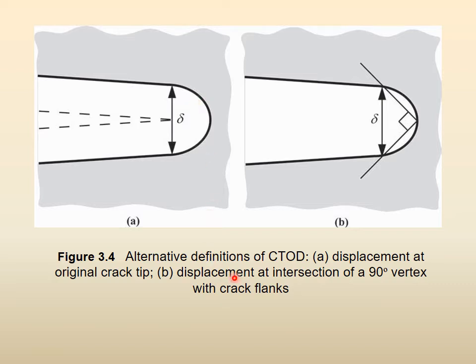So alternative definitions of CTOD: in A, displacement at the original crack tip; in B, displacement at the intersection of a 90-degree vertex with the crack flanks. So these are the two most common definitions of how we should geometrically define CTOD. Otherwise there could be other definitions, but these are the two that we are taking here as the more common ones.